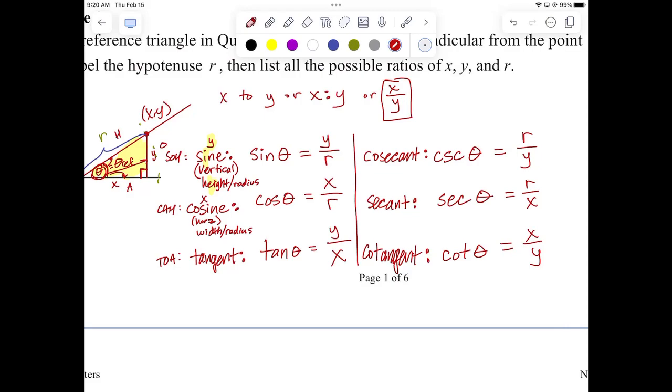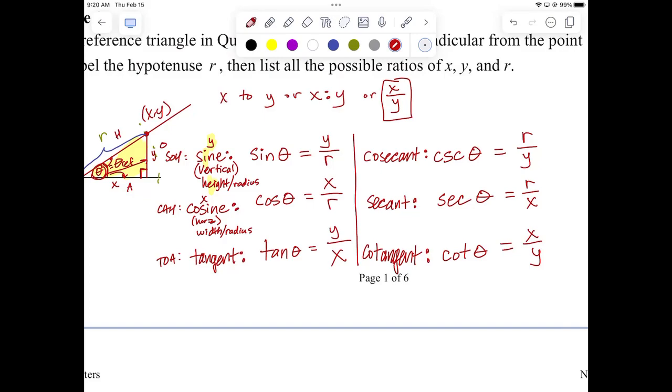Got it? What's the reciprocal of sine? It's r over y, and its name is what? Cosecant. What's the name of the reciprocal of sine? Cosecant. And what is cosecant in terms of x, y, and r? R over y. It's the reciprocal. Okay, good. And then the last one.